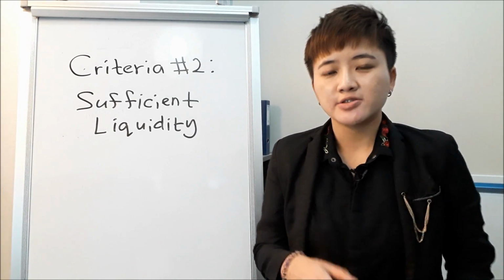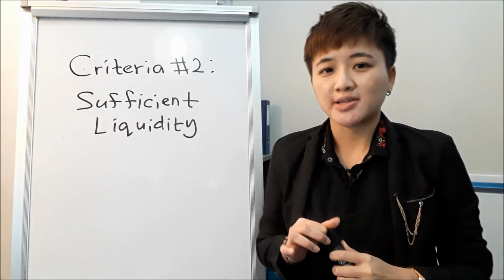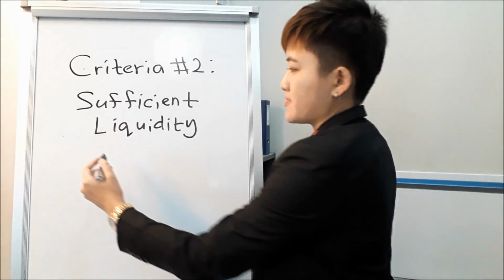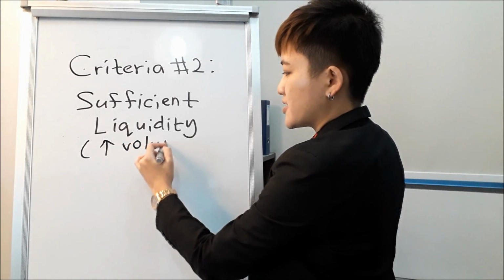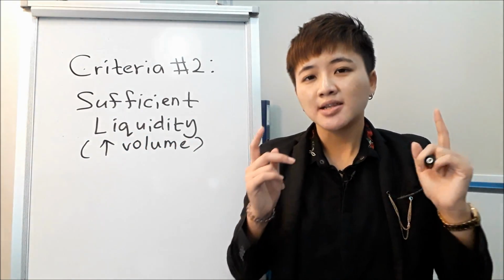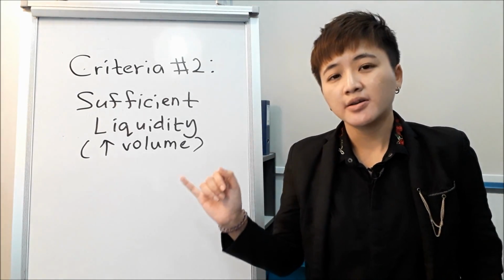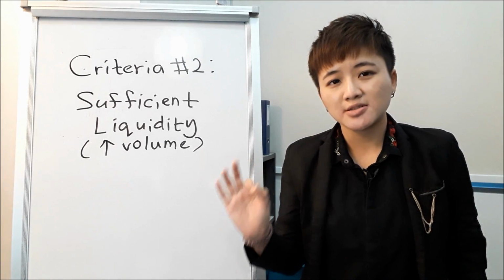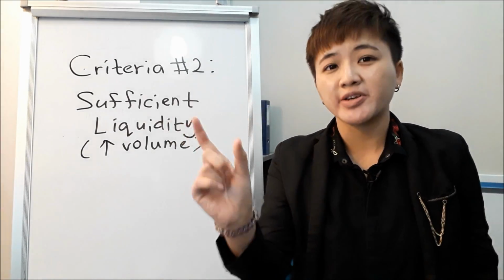Now the second criteria is to trade a currency pair which has sufficient liquidity. The higher the liquidity means the higher the trading volume. If the trading volume is very high, it means that a lot of people are trading this currency pair. So in other words, you want to trade a currency pair in which even major trading desks have dedicated traders for that specific currency pair.